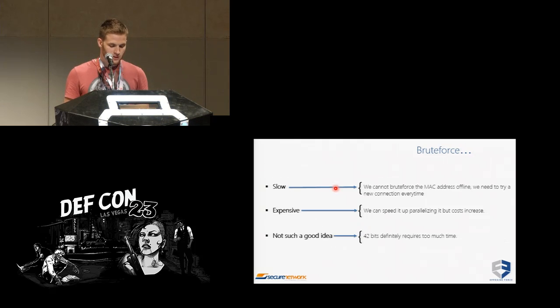We said that brute force is slow because the MAC address cannot be brute forced offline. We need to create a new connection each time with a new MAC address, and it takes a lot of time. It is expensive because we can try to speed up the process by parallelizing, having more Bluetooth dongles, and creating a new connection with each dongle. So we have to buy a lot of dongles, and that can be expensive. And as I said before, it's not a good idea because we need to brute force like 42 bits of data each. Not possible after all.